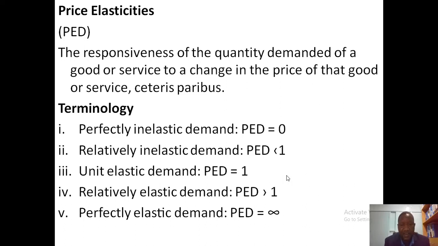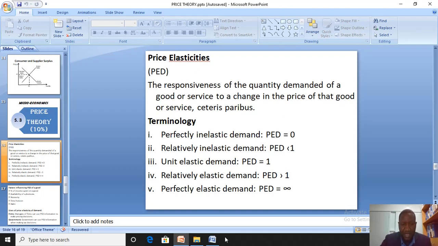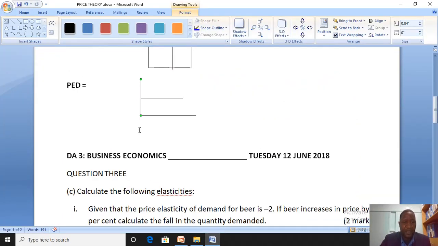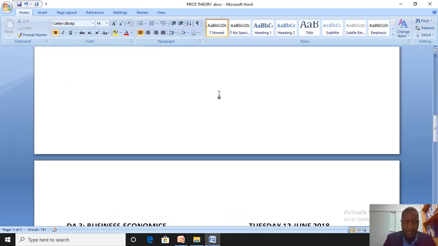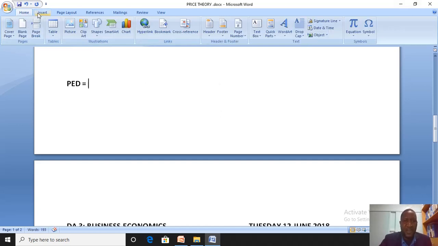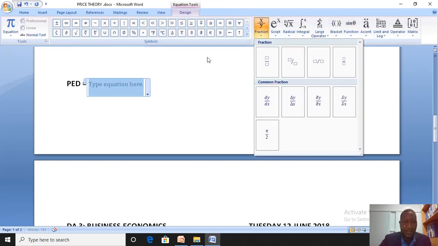PED is calculated as the percentage change in quantity demanded over the percentage change in price. Let me get back to my working page. If this is our working page, let's put up the formula for calculating PED. So PED formula: PED equals percentage change in quantity demanded divided by the percentage change in price. So let's just have that formula there.